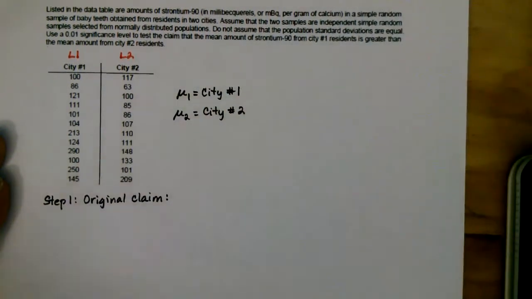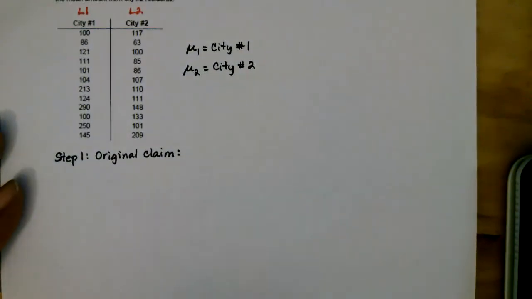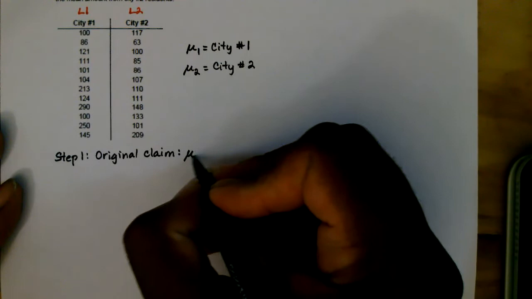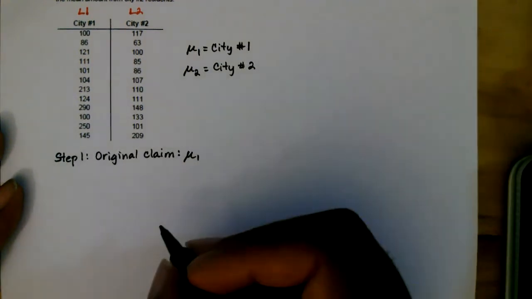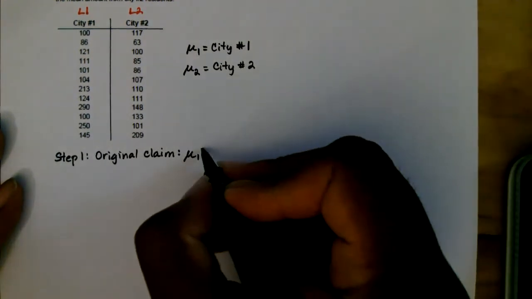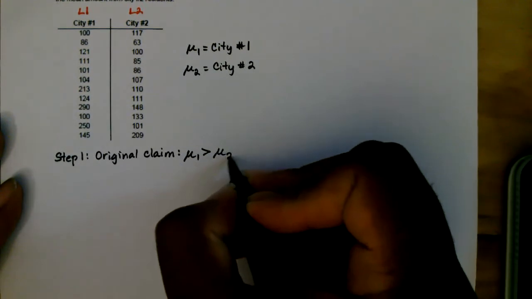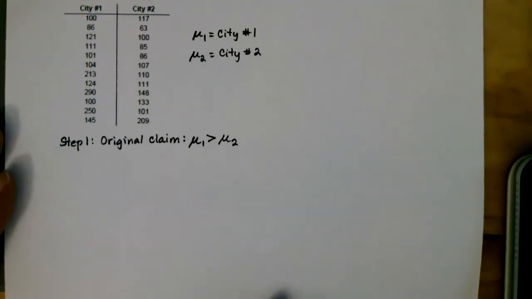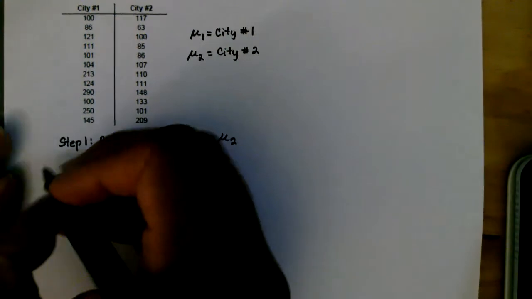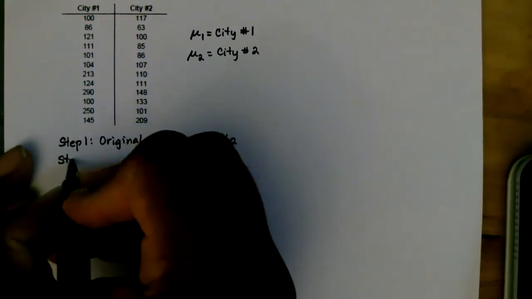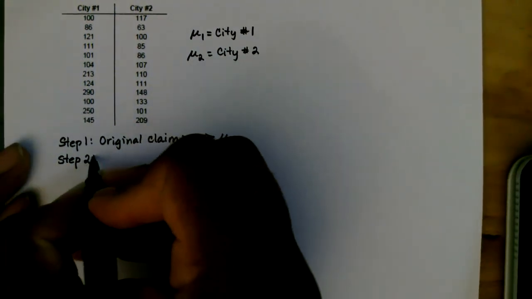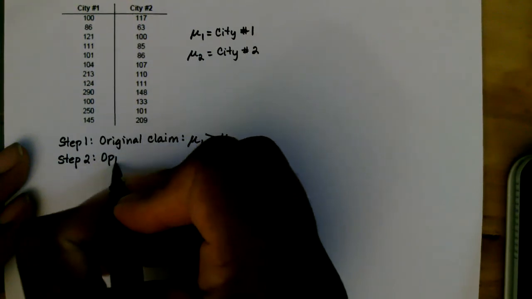And the claim was that the mean amount of strontium-90 from city number 1 residents is greater than the mean amount from city number 2 residents. So that will mean that mu sub 1 must be greater than, that's the symbol, mu2. That's the original claim in symbolic form. Now, step number 2 is the opposite of the original claim.